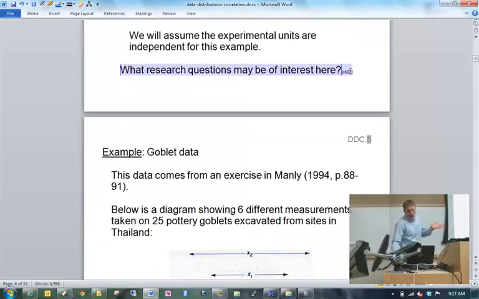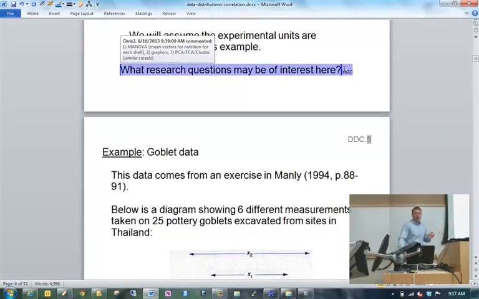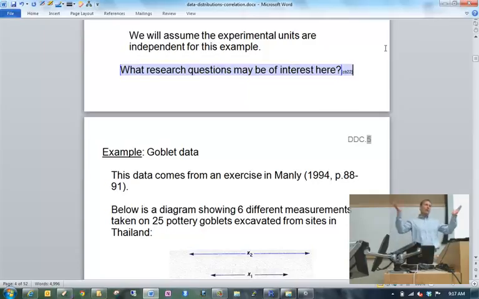So again, what research questions may be of interest here? Well, again, I only looked at sugar, fat, and sodium. The nutritional contents may differ amongst the shelves. And we'll talk about that a little bit more as we go along.